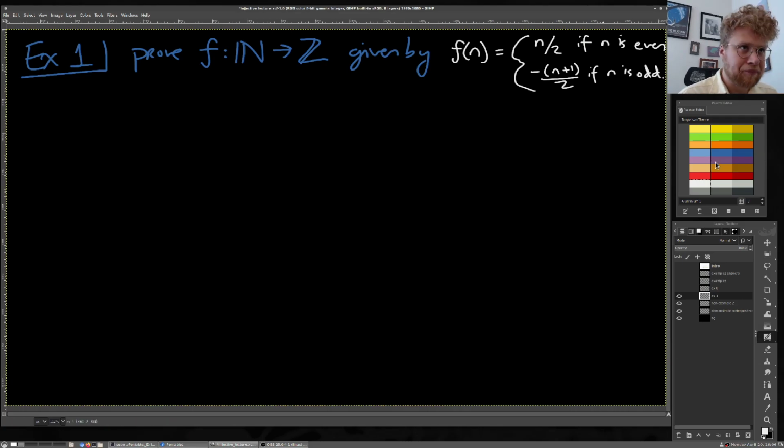is an injection. This is a particularly interesting function. I'll use this one in the next video too, but this is a piecewise function.